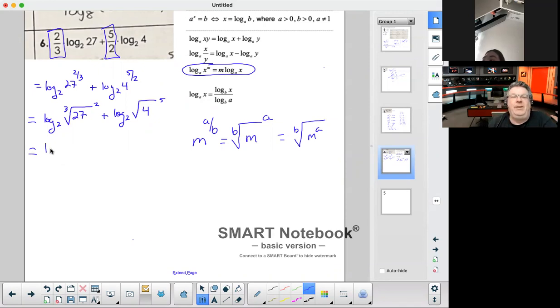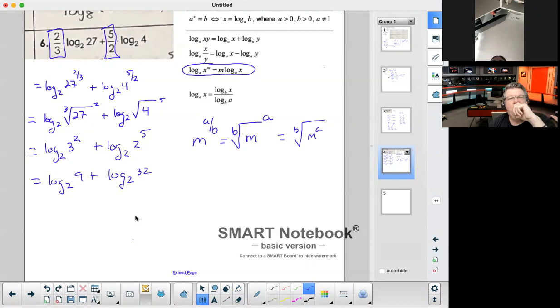Okay, so log base 2 of the cube root of 27 is 3 squared, right? You okay with that? Would you immediately write 9, or would you write step by step? I would write 9. Okay, well, I'll just write the steps this one time. So log base 2 of 9 plus log base 2 of 32.